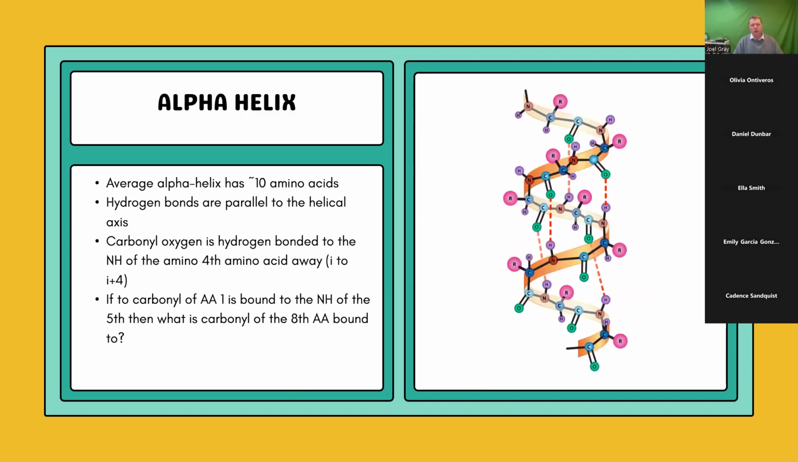Now, the average alpha helix has approximately 10 amino acids. Does that mean that every alpha helix has 10 amino acids? Nope. Just the average alpha helix has 10 amino acids.